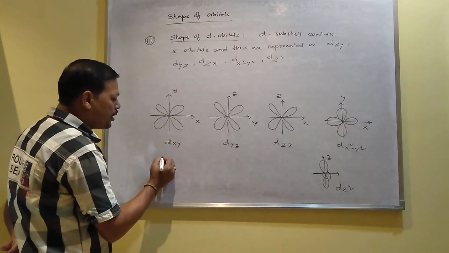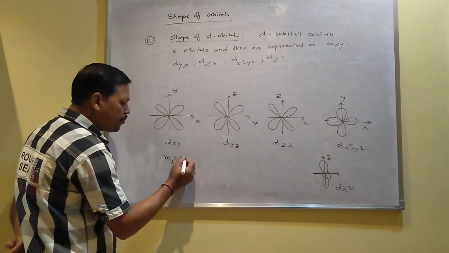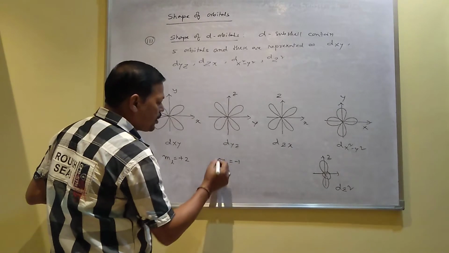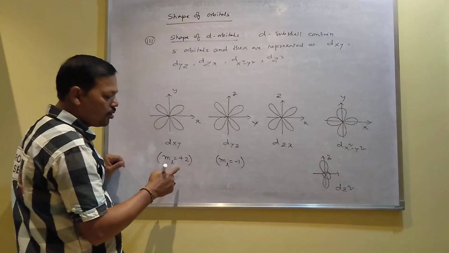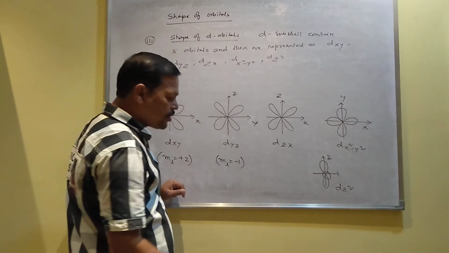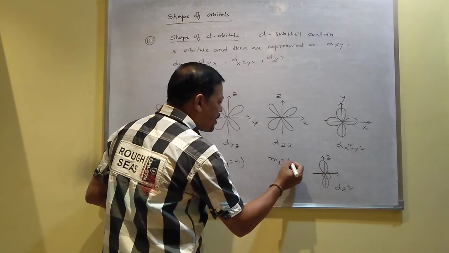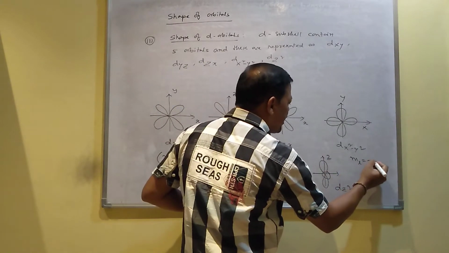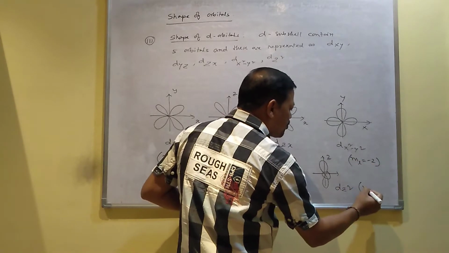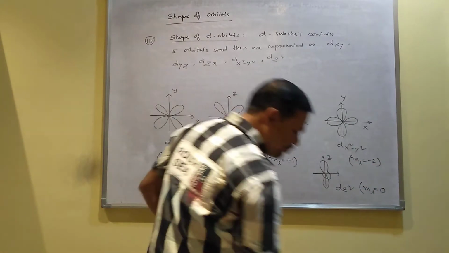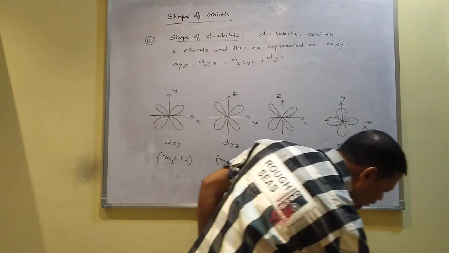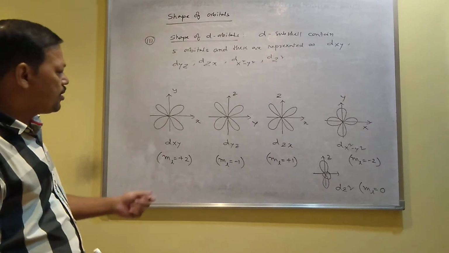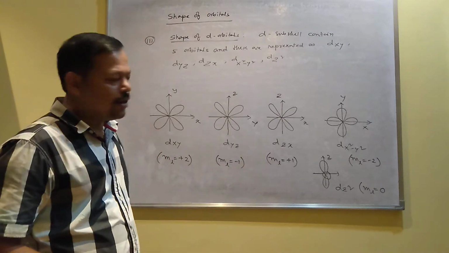In case of dxy, ML value is plus 2. For yz, ML value is minus 1. You should learn these values. For zx, ML is plus 1. For x square minus y square, ML is minus 2. And for z square, ML is 0. So, these are the shapes of d orbitals and their individual ML values.